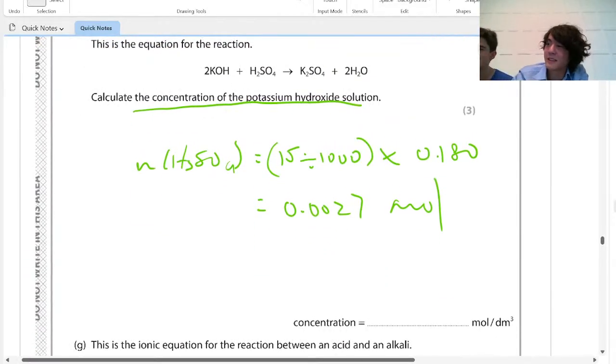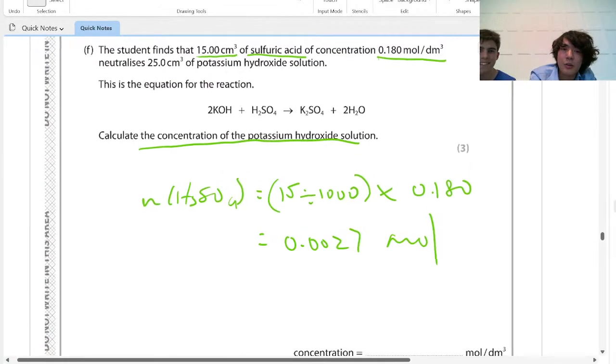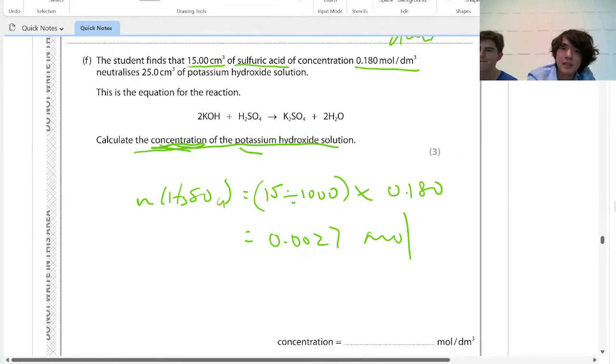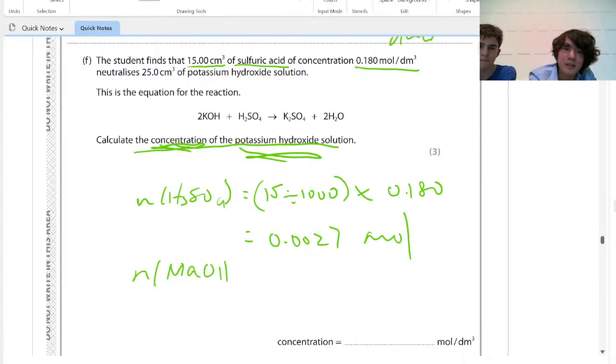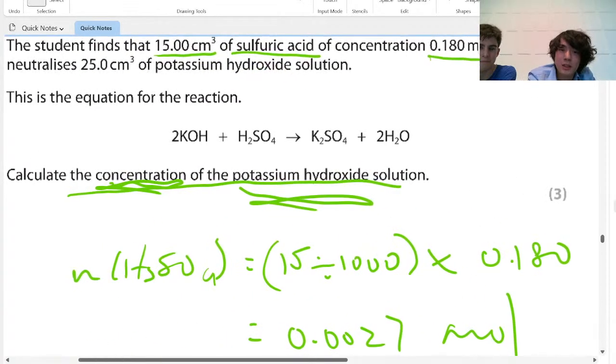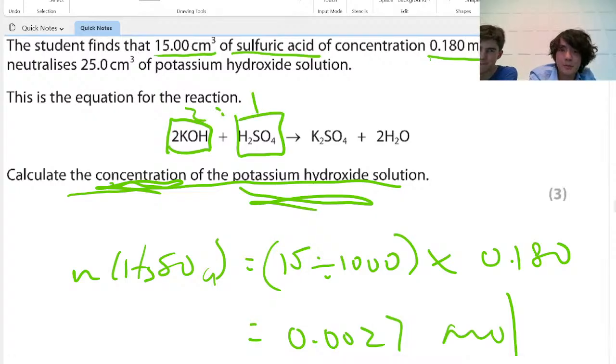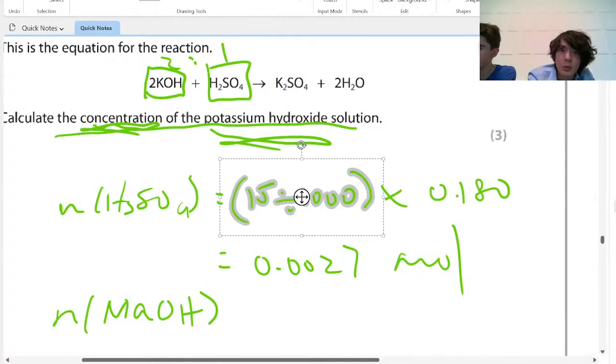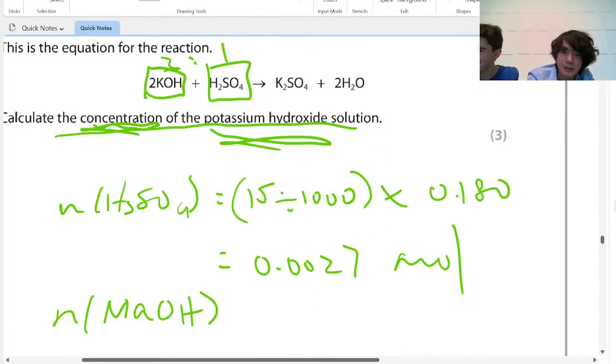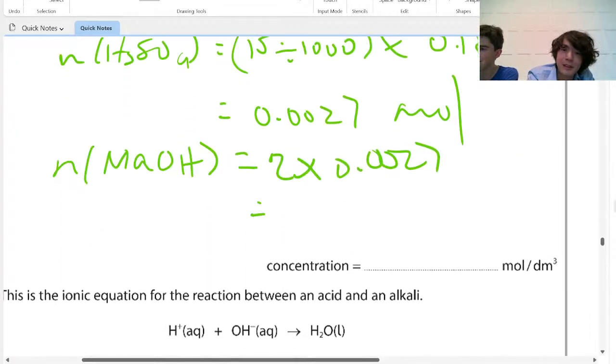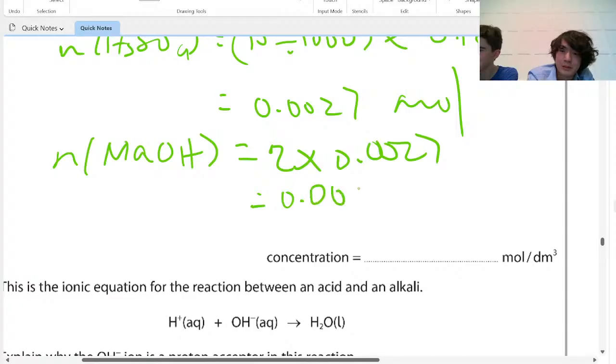0.0027 moles. Okay. Now, we want the concentration of potassium hydroxide, so we need the moles first. If we look at this equation, 2 NaOH to 1 H2SO4. So the ratio is 2 to 1. If we have 1 H2SO4, we need 2 times that amount to neutralize it. So it's going to be 2 times 0.0027, and that's going to be 0.0054 moles.